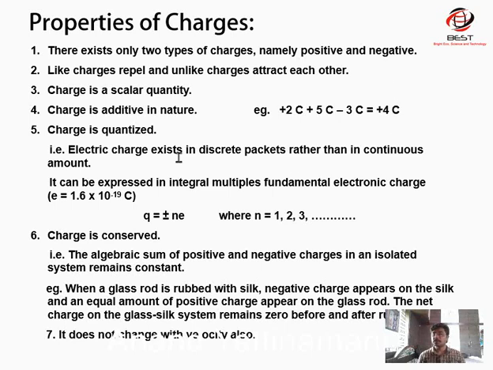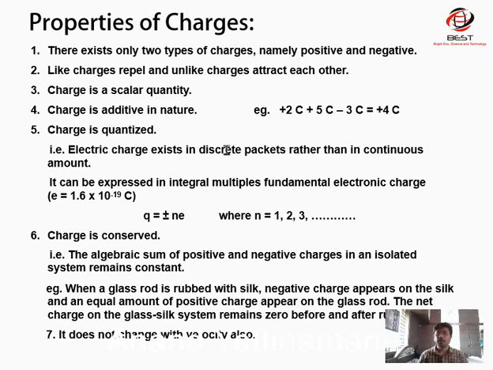And charge is a scalar quantity. That means charge has only magnitude, it does not have any direction. You may get confused that there are positive and negative charges. These are polarities. Positive and negative is polarity, not direction.